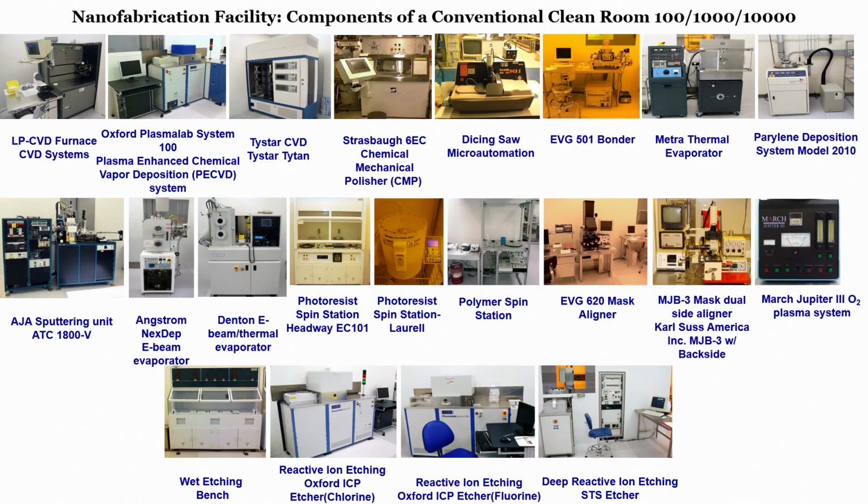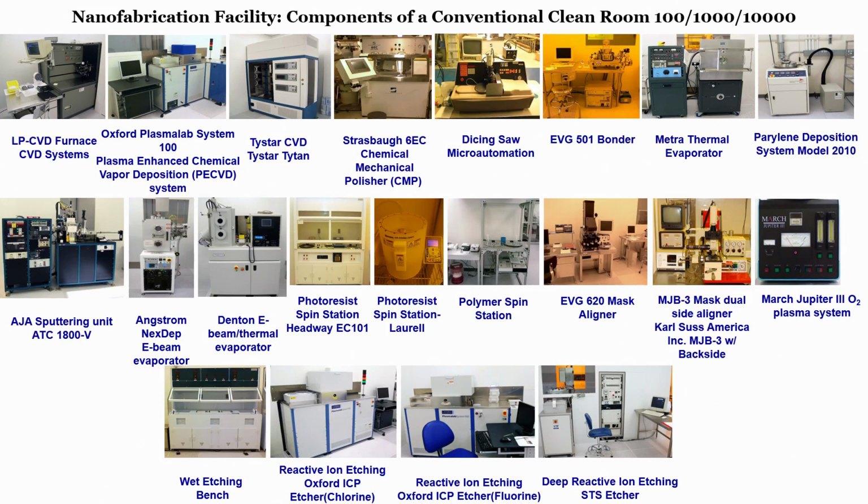We can do oxygen plasma with the help of Mars Jupiter 3O2. This is one of the equipment. There are many equipment available in the market. This is one system where you can show that we can do oxygen plasma. Then when we want to etch a metal or a semiconductor or silicon, we can use a wet etching bench.